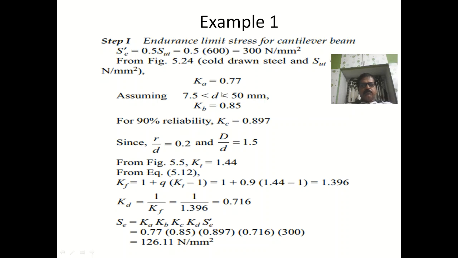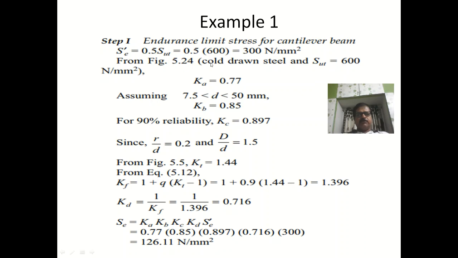So we are first calculating the endurance limit. The endurance limit is obtained from 50% of the ultimate strength, but we have to apply the relevant factors here. The factors are surface finish factor, size factor, reliability factor, and the fatigue stress concentration factor, and these are all applied. When we apply all these, we get the final endurance limit for the material as 126.11.